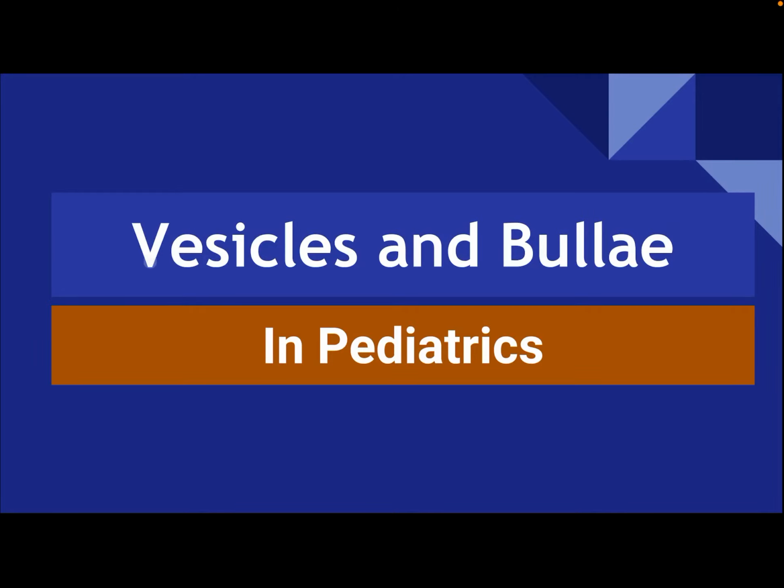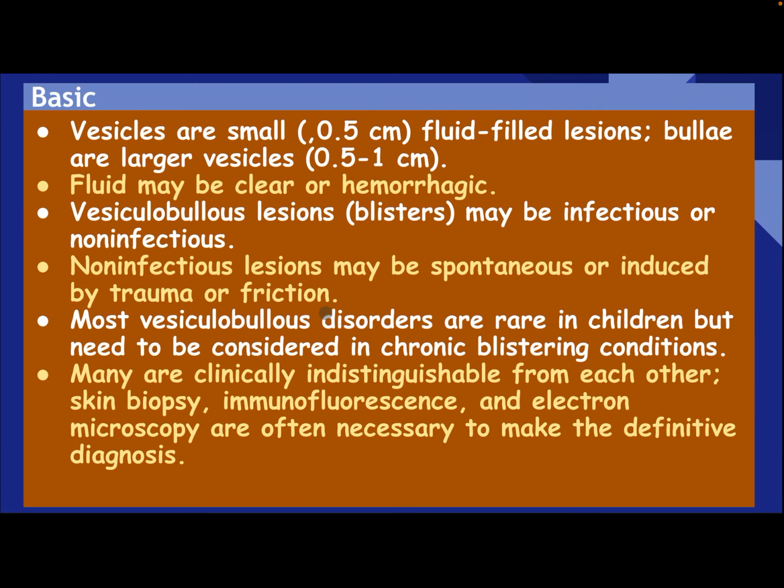Hi everyone, our subject today is vesicles and bullae in pediatrics. Basics. Vesicles are small, up to half a centimeter, fluid-filled lesions. Bullae are larger vesicles, half a centimeter to 1 centimeter. Fluid may be clear or hemorrhagic. Vesiculobullous lesions, or blisters, may be infectious or non-infectious.